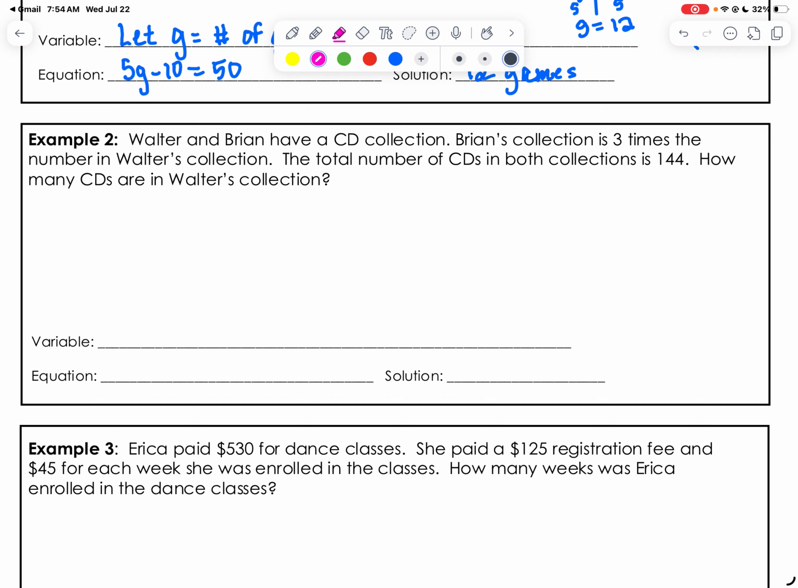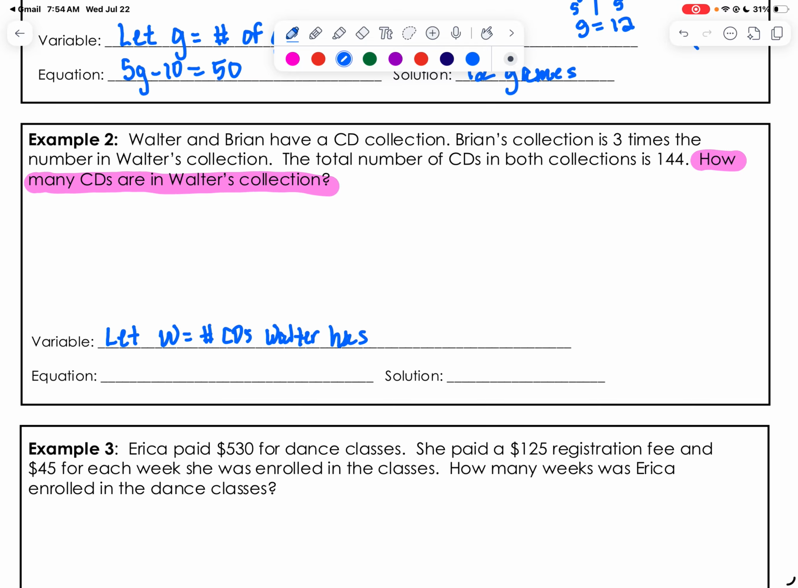So let me highlight our question. So our unknown in this problem is the number of CDs in Walter's collection. So we do not know Walter's number of CDs. So I'm going to let W equal the number of CDs Walter has. That's our unknown.